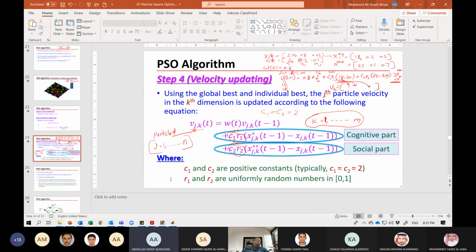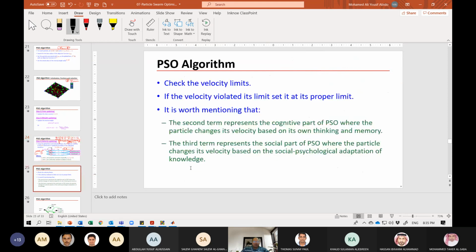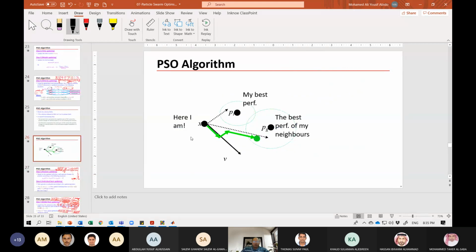Yes, here it is. This is the weight. This weight reflects the dependence of the new velocity on the old velocity. We have an inertia. If you are moving, you have an inertia, right?